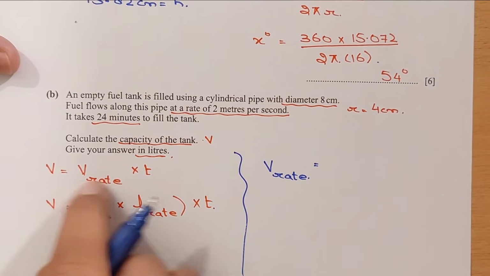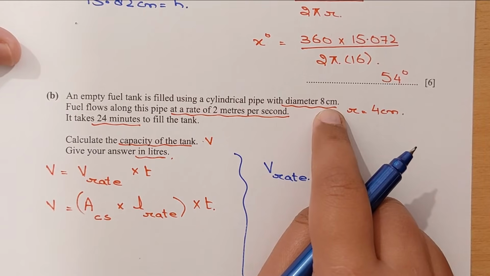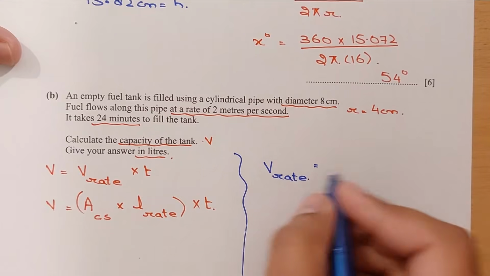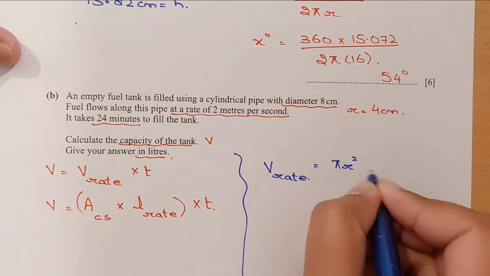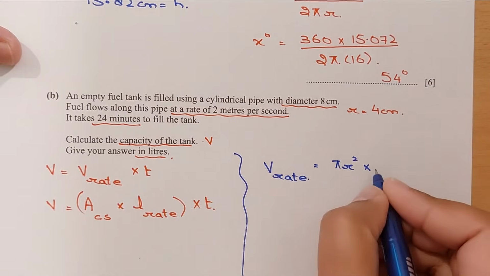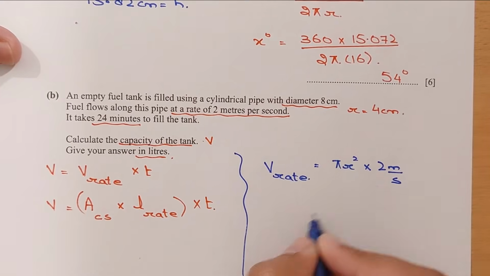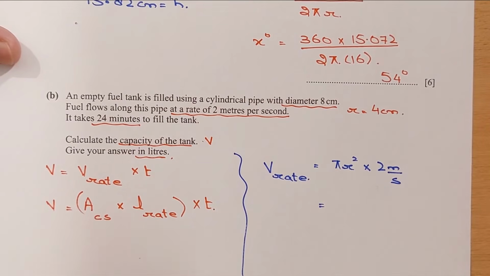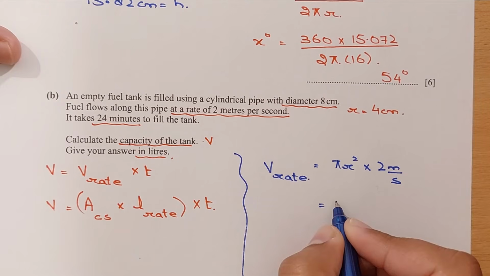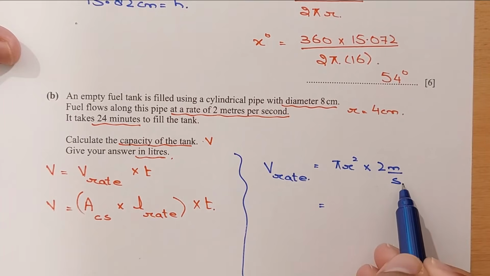Area of cross section. What is area of cross section? So this is a pipe. So the cross sectional area is a circle, and area of a circle we know is pi r square. So that is pi r square times the linear flow rate, 2 meter per second. Okay, so what is the radius? That is 4 centimeter. So convert centimeter into meters, because this is already in meter per second, right?